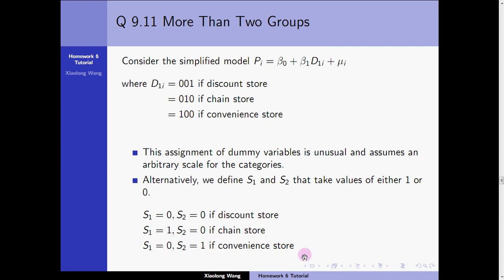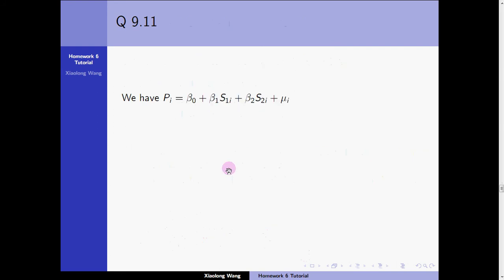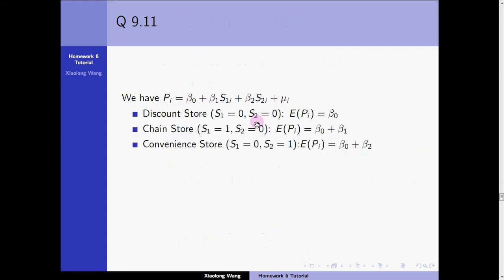So if we run a regression of P on the two dummy variables, we can have three cases. When S1 equals 0 and S2 equals 0, we get the expected price of a cola in a discount store. And similarly, we can plug in the numbers and get the expected price of a cola in those other two stores. And then in this case, we can compare those three equations.